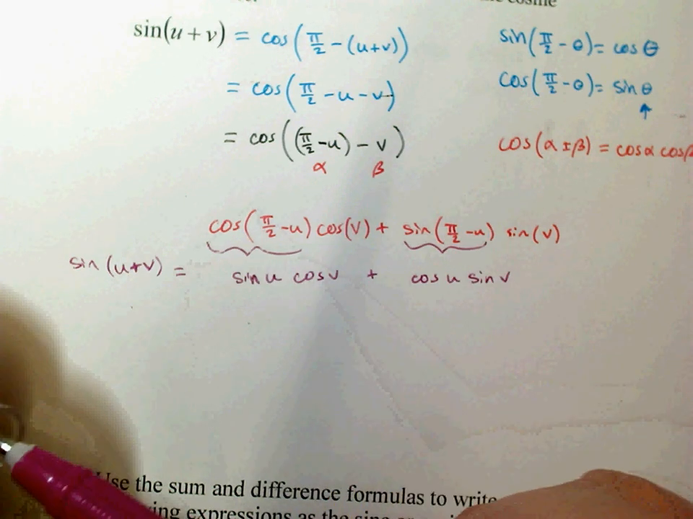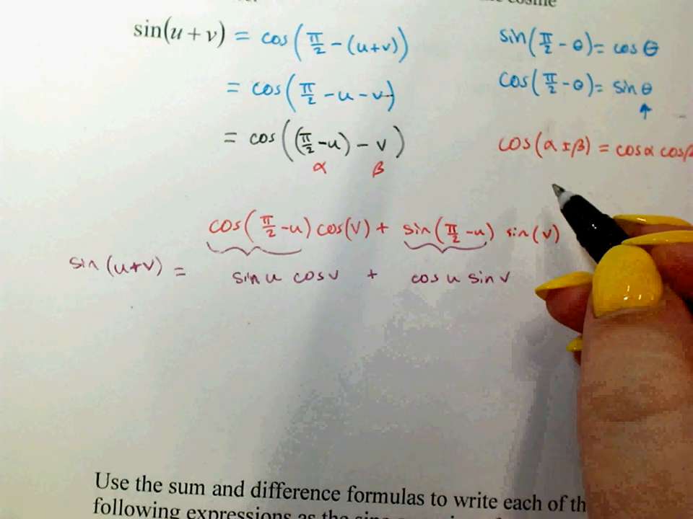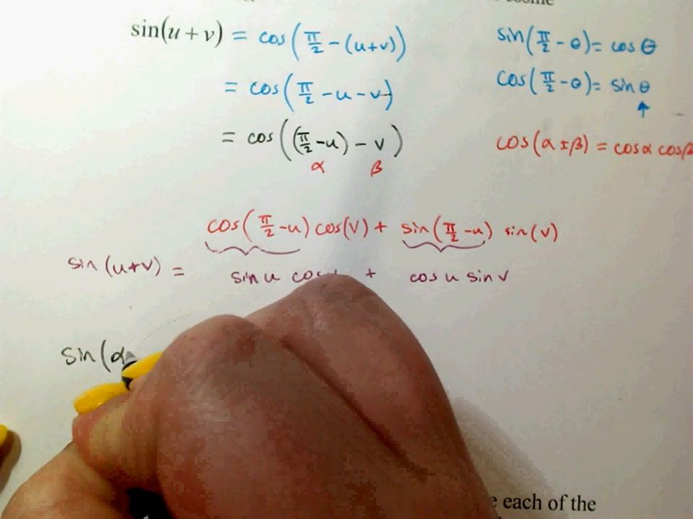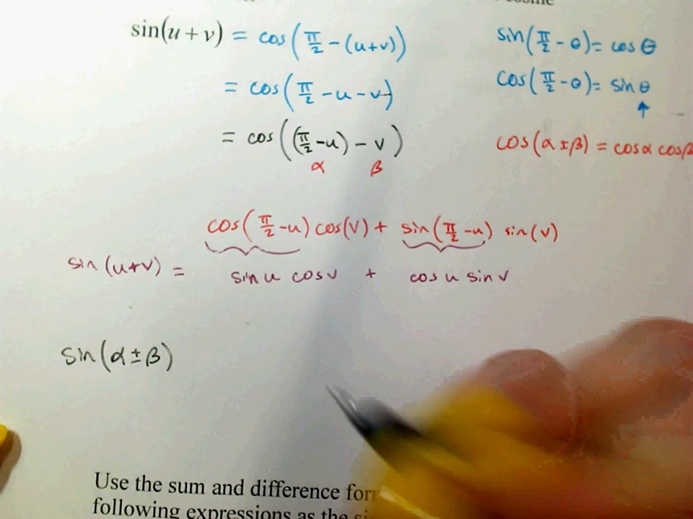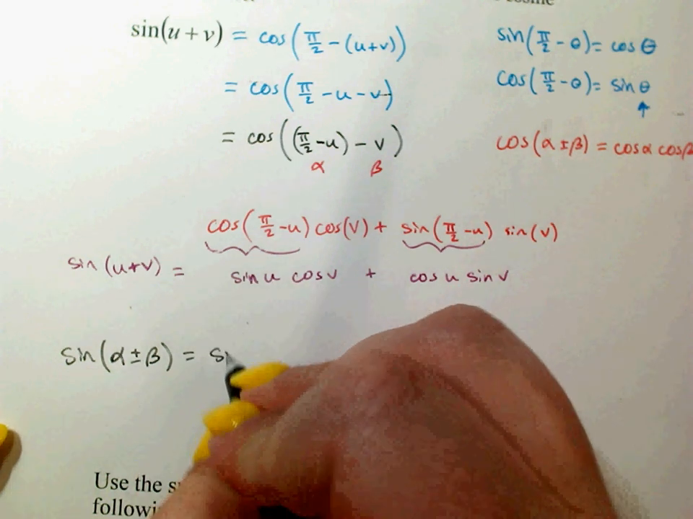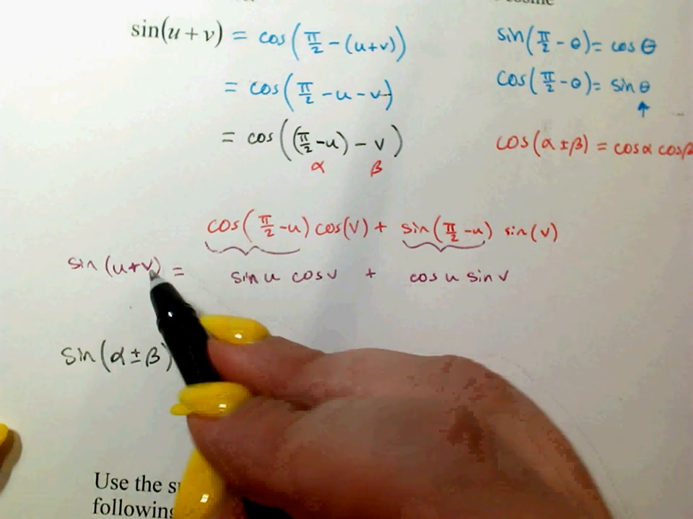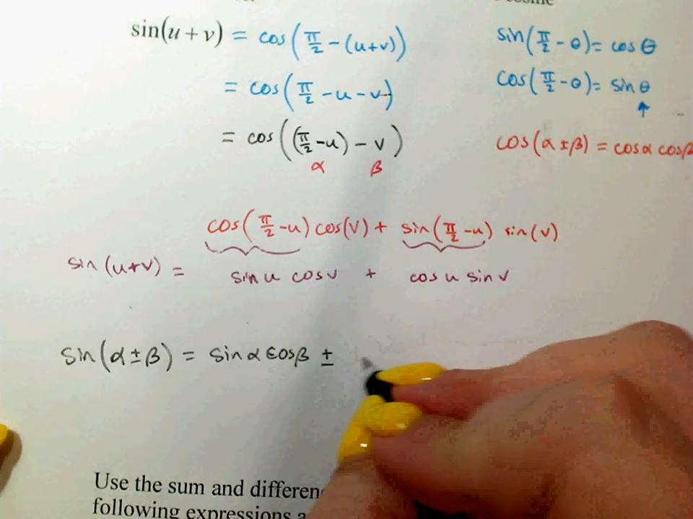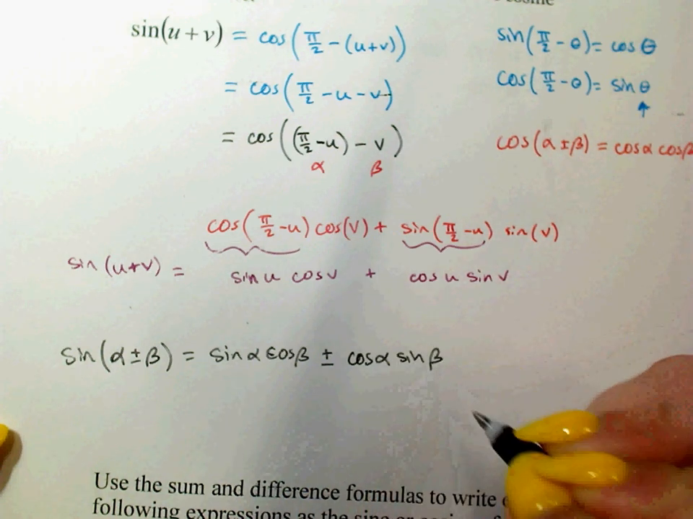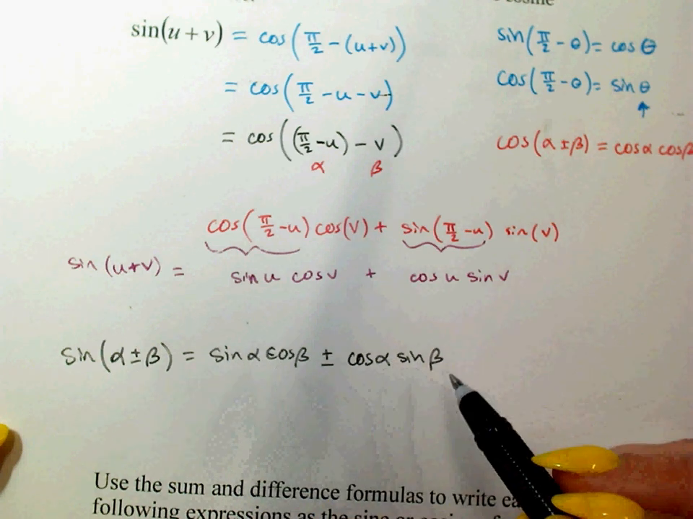If we were to generalize that into a formula, just like we have cosine of alpha plus or minus beta, we're going to have sine of alpha plus or minus beta equals sine alpha cosine beta, plus or minus cosine alpha sine beta. It's just sine cosine of the first and then the second. This is plus and this is plus, so that stays the same. If we keep the alpha and beta, and then you just switch to sine cosine and then cosine sine, there are my two formulas.